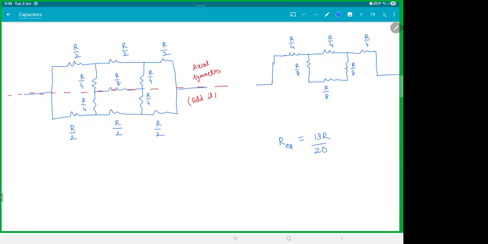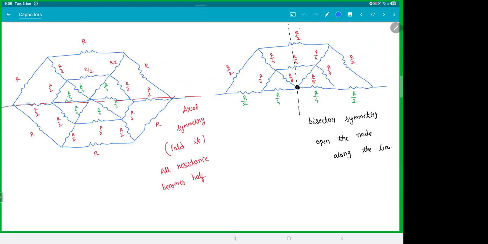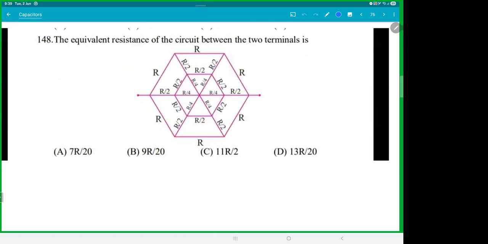And that's what I said. If you got this, you understood the axial and bisector symmetries. The final circuit becomes simply series parallel. All clear with this? You should definitely try this on your own. So you can see the circuit here. Take a rough paper and give it a try. That is how you will learn.